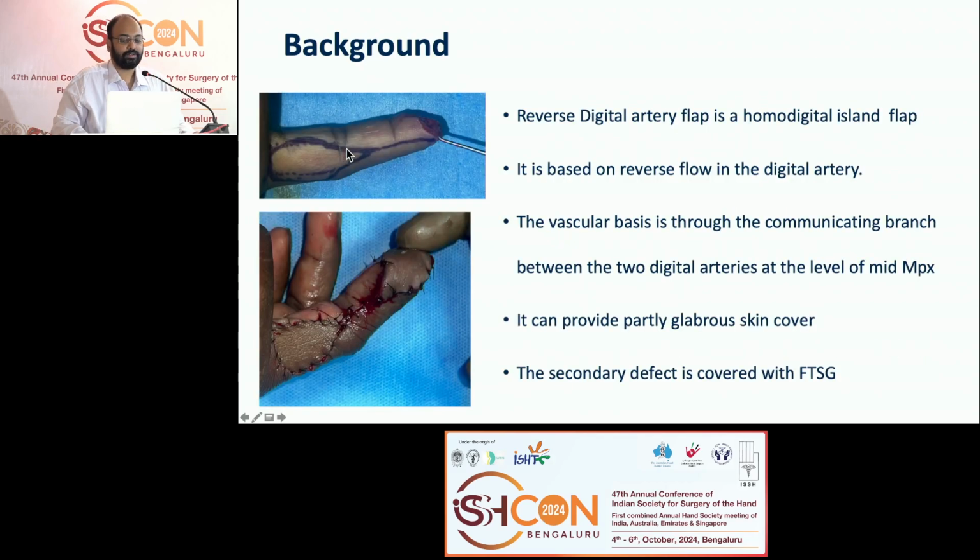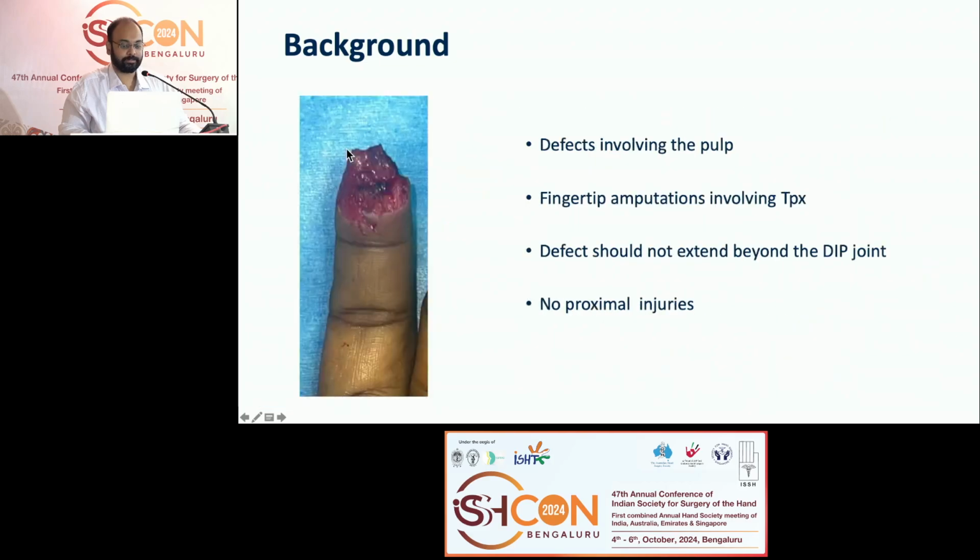So the reverse digital artery flap is a homodigital island flap. It is based on a reverse flow in the digital artery, and the vascular basis is through the communicating branch between the two digital arteries. There are almost 6 communicating branches, and this flap has been described on the middle phalanx communicating branch. It can provide a partly glabrous skin cover because the flap lies in the junction between the glabrous and non-glabrous skin, and the secondary defect is usually covered with an FTSG.